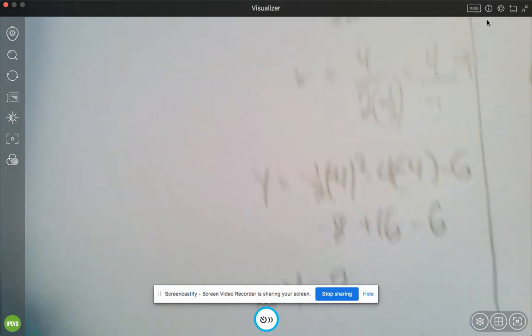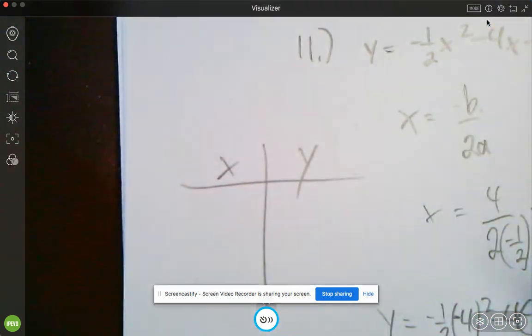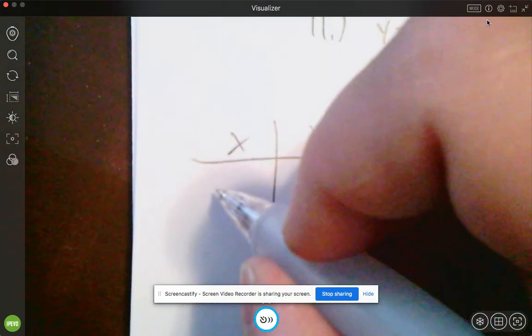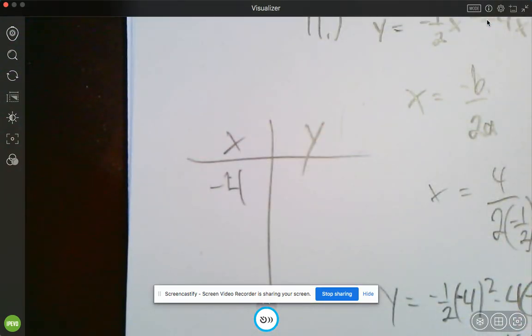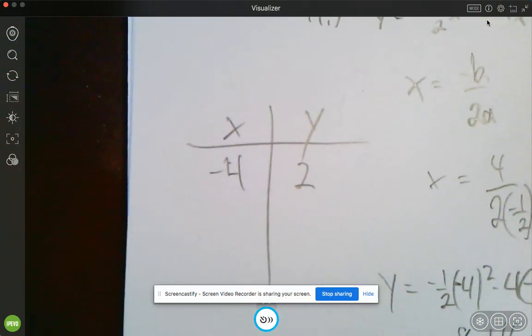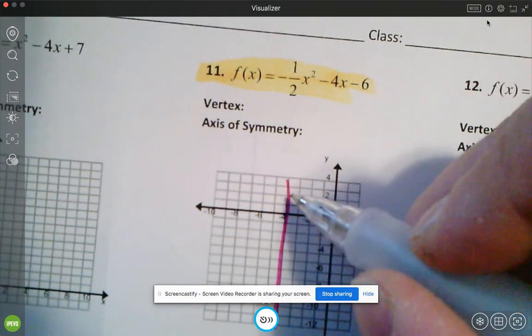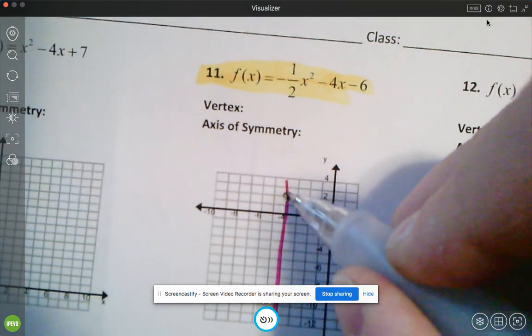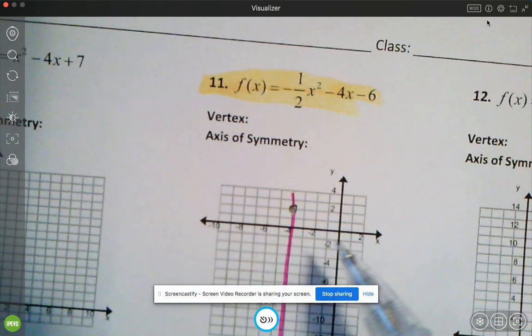Okay, so my table, as I get it going here, I have my vertex, this is my x, my y. I have a vertex at -4, 2. Okay, so I'm going to go here, -4, 2, put my vertex. Now I know it's facing down. Spoiler alert, don't forget what the solutions are.